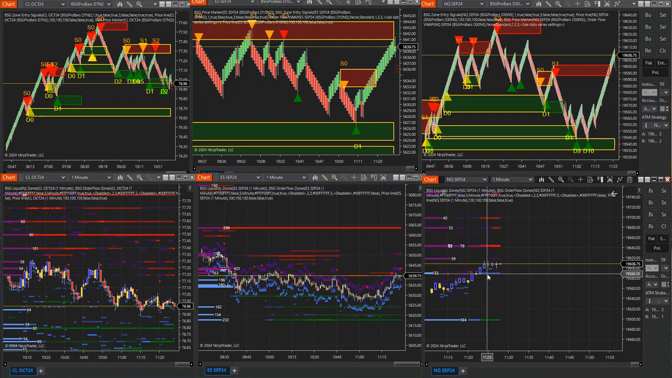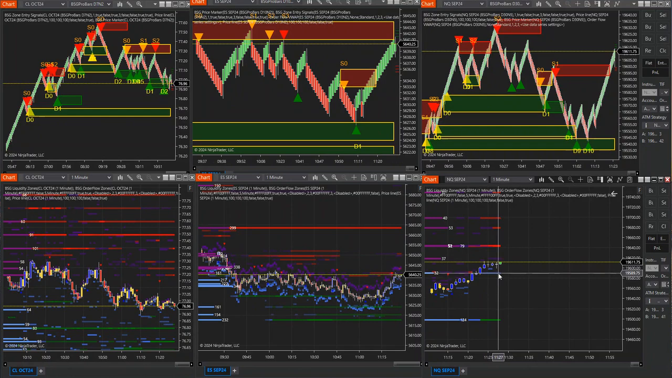Still we don't have the confirmation yet, because it's not confirmed whether it can support this order flow. Let's see.